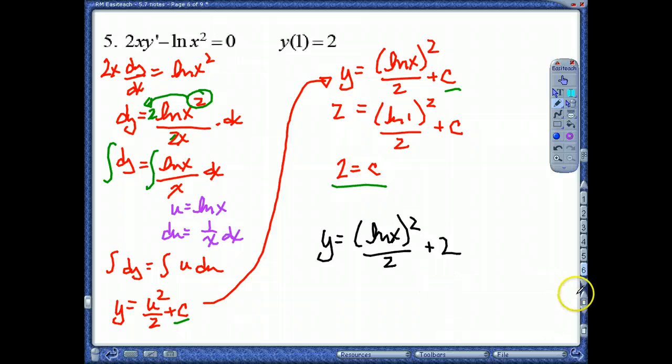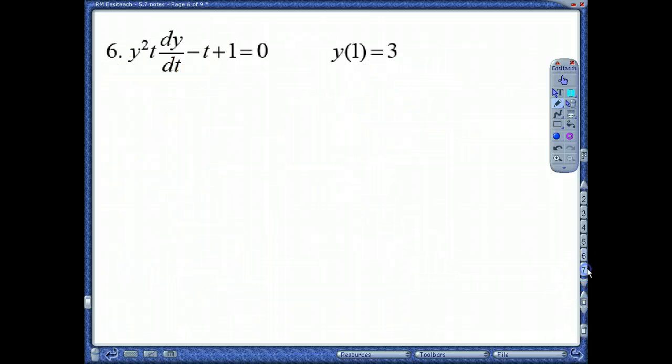All righty. Let's do another example. One last example. Okay. All right, so I want to get the dy dt this time all by itself. Oh, they're being so creative. I'm going to add the t and subtract the 1.